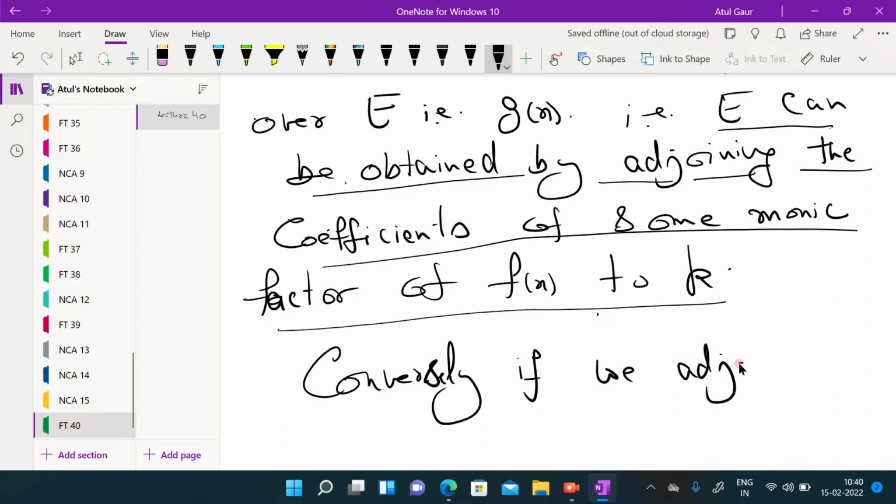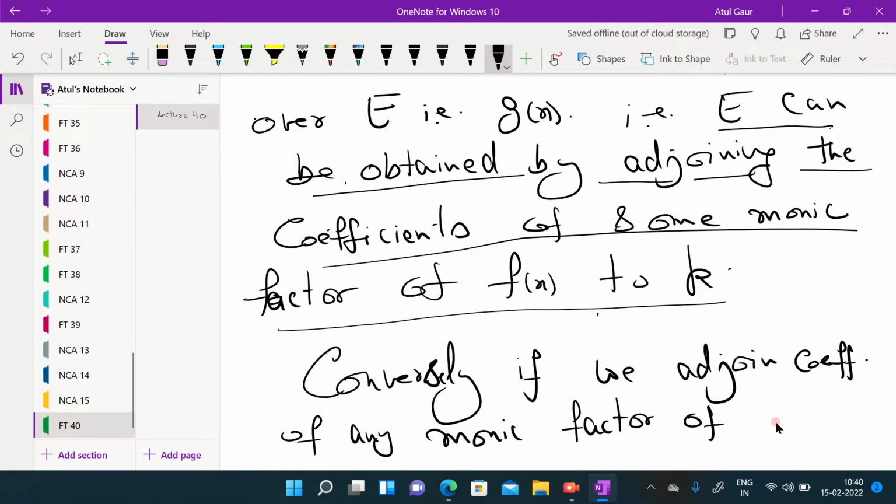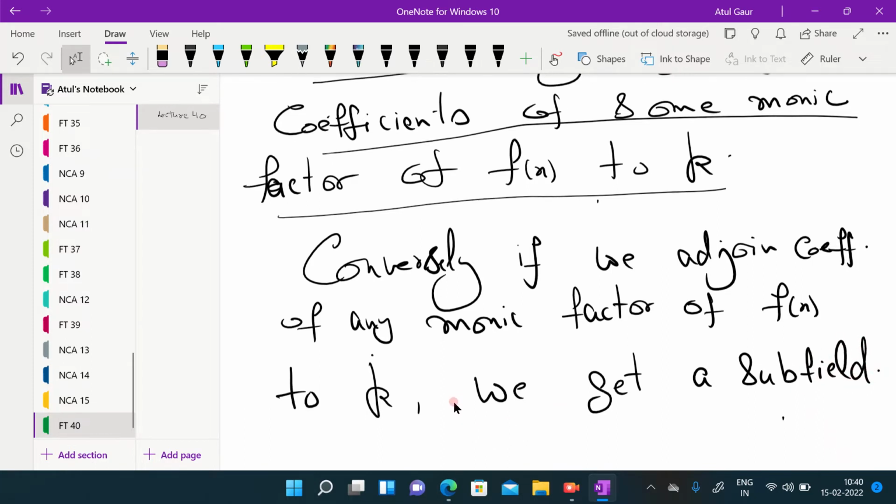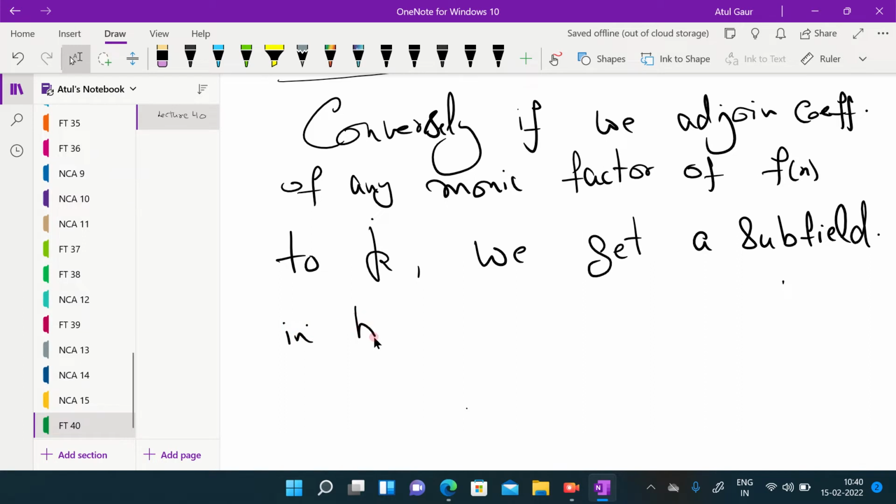if we adjoin coefficients of any monic factor of f(x) to K, we get a subfield in between F and K.